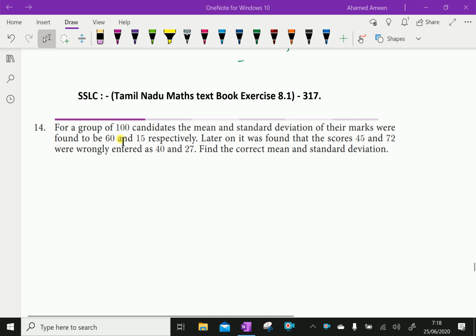For a group of 100 candidates, the mean and standard deviation of their marks were found to be 60 and 15 respectively. Later on, it was found that the scores 45 and 72 were wrongly entered as 40 and 27. Find the correct mean and standard deviation.